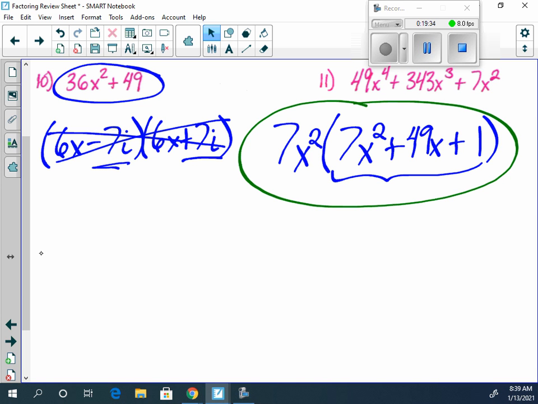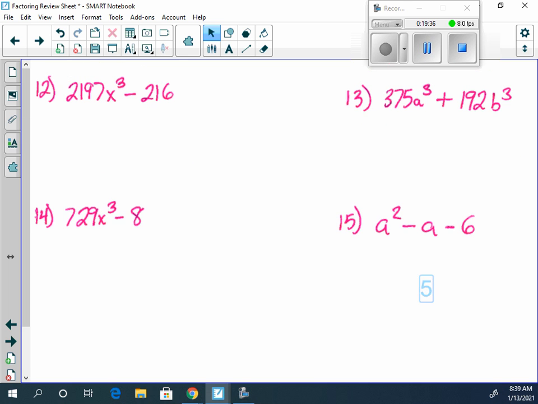Any other questions on these four here? Questions on 12 through 15? Okay, let's look at problem number 13. We have 375a to the third plus 192b to the third.